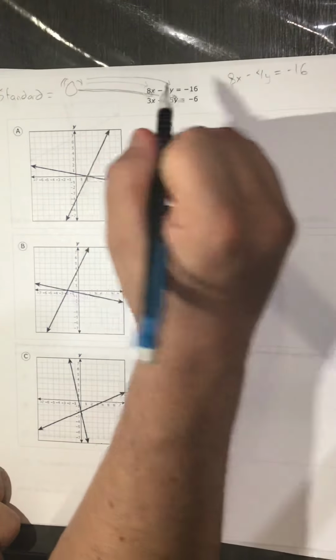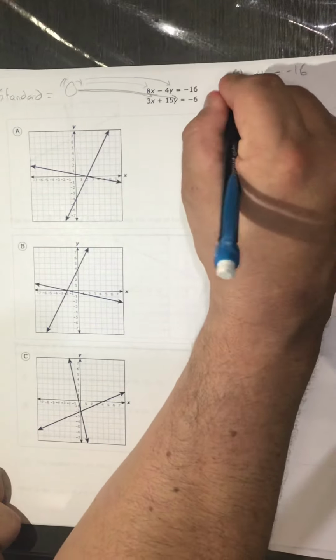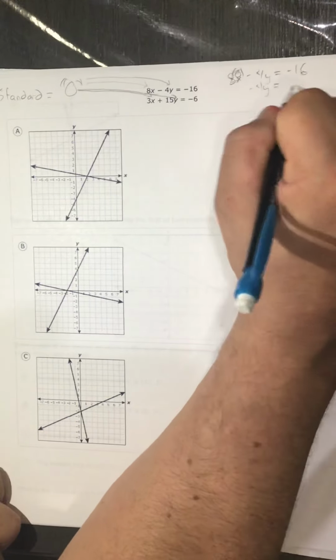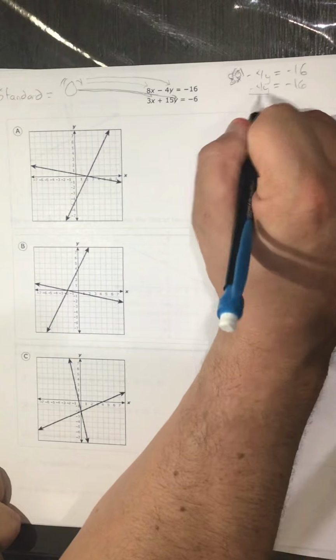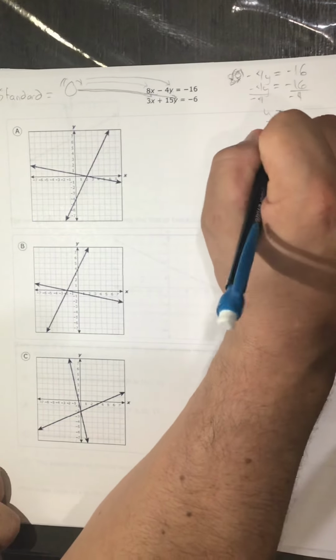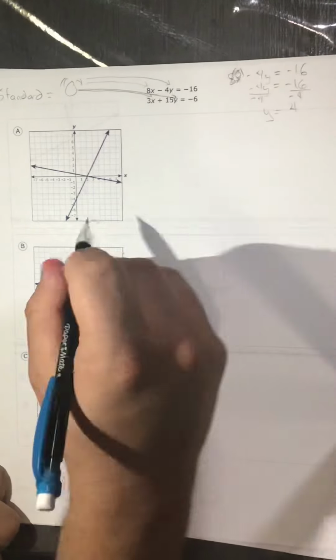We're going to do the first one. I'm going to substitute 0 here the first time, and this will cancel out. I'm left with negative 4y equals negative 16. If I divide by negative 4, this gives me y equals 4.